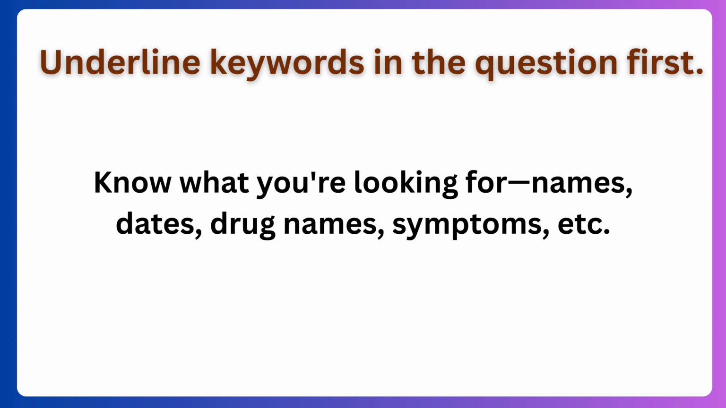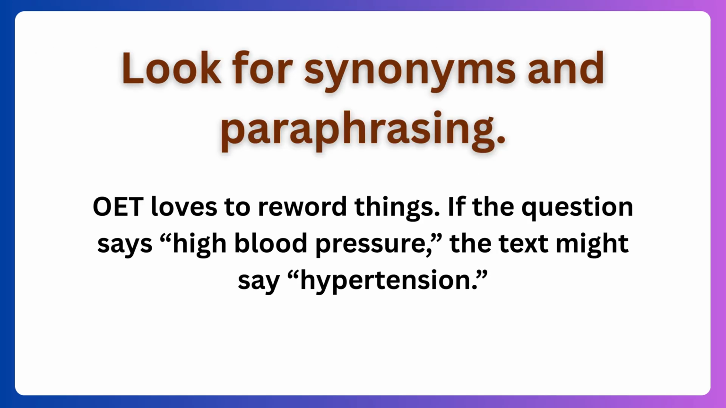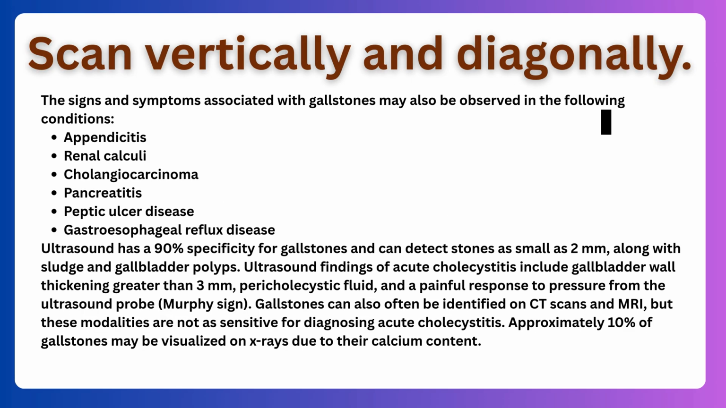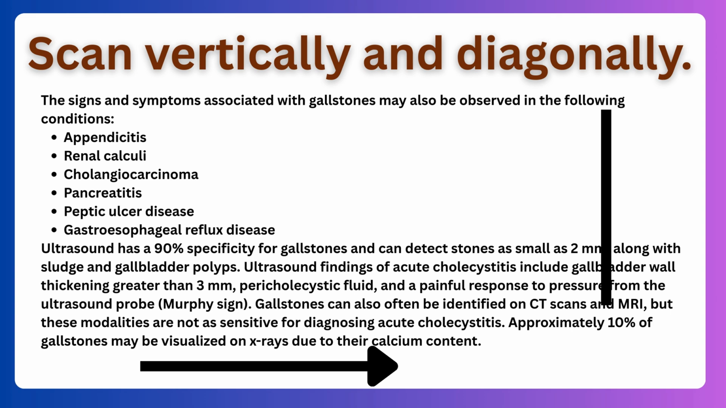Underline keywords in the question first. Know what you're looking for in names, dates, drug names, symptoms, etc. Look for synonyms and paraphrasing. OET loves to reword things. If the question says high blood pressure, the text might say hypertension. Scan vertically and diagonally. Don't read line by line, let your eyes jump across the page.